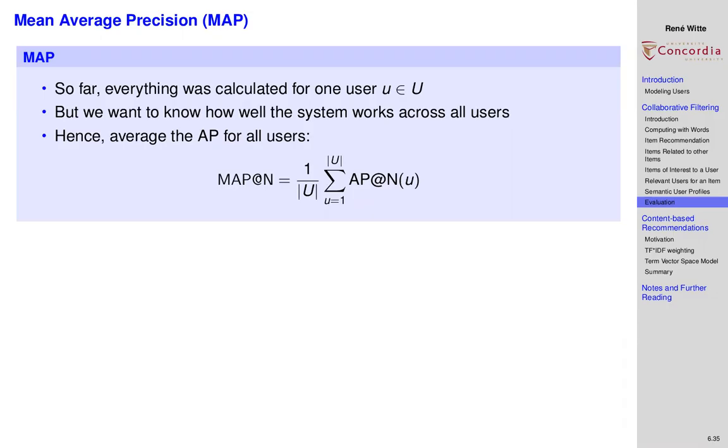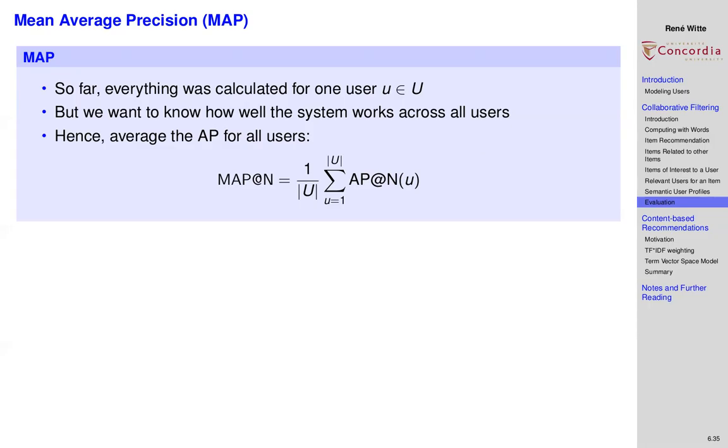Essentially, what we've done so far in all the calculations is we only looked at the results for one single user. And then we did all these calculations for that user. Was recommendation number 3 in the list relevant or not? And then we computed the score. But when you want to have an overall evaluation for a system, like in the Netflix competition, you have to do this for all users.